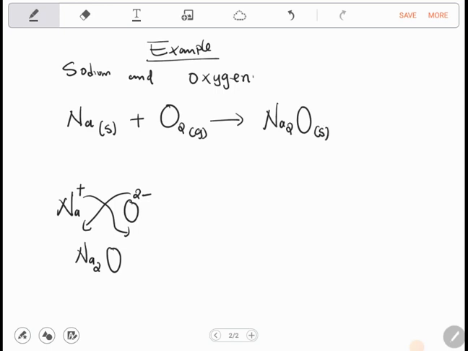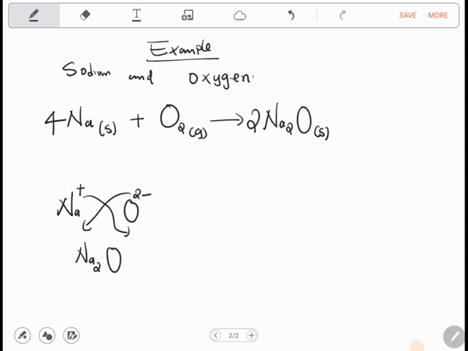Now the question is, is it balanced? No. How many sodium atoms do we have here? We have 2. Is oxygen balanced? Let's first balance oxygen. Here oxygen is 2, here oxygen is 1. So we need to put a 2 in front. Now this 2 multiplies everything here, so 2 times 2 is 4 sodium, and 2 times 1 is 2 oxygen. So we're going to put a 4 in front of sodium, so that it's now balanced.